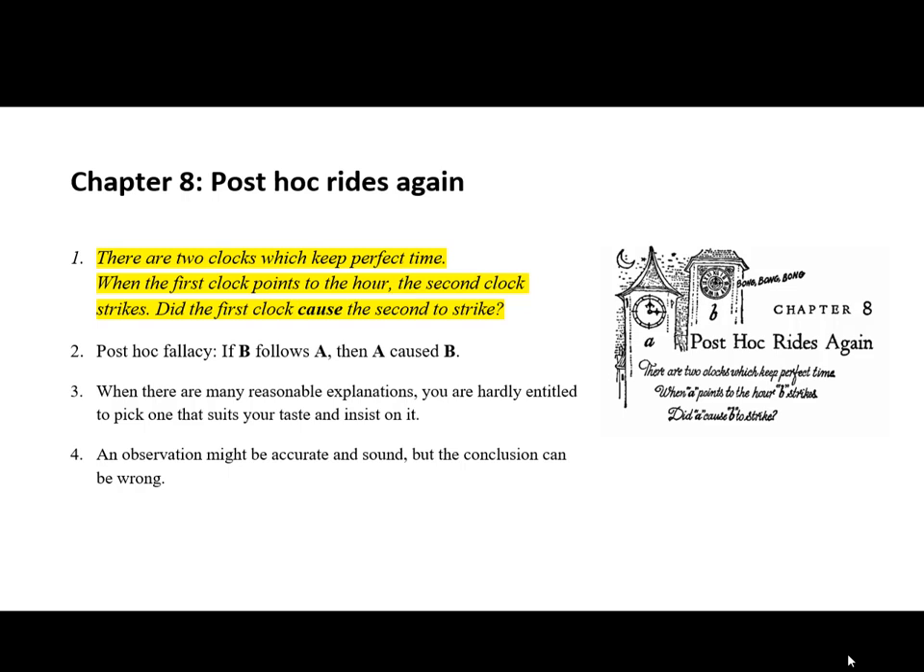Chapter 8, post hoc rides again. And I like this example. It says there are two clocks which keep perfect time. When the first clock points to the hour, the second clock strikes. The important question is, did the first clock cause the second to strike? The post hoc fallacy we are talking about: if B follows A, then A caused B.